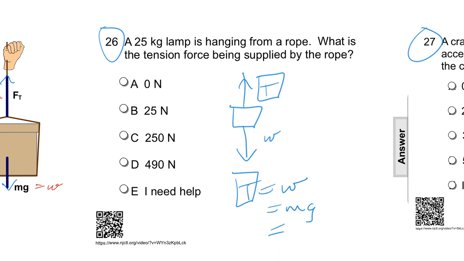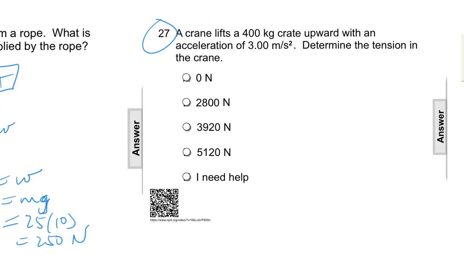This is right before the hurricane, so I'm getting those messages. Okay, so the mass is 25 times 10, which is 250 newtons. The mass is 25, the acceleration due to gravity is 10. So I guess they're using 10 now instead of 9.8.